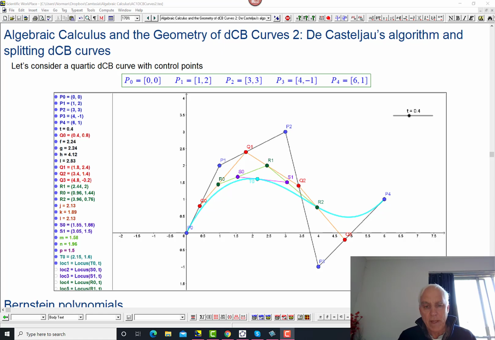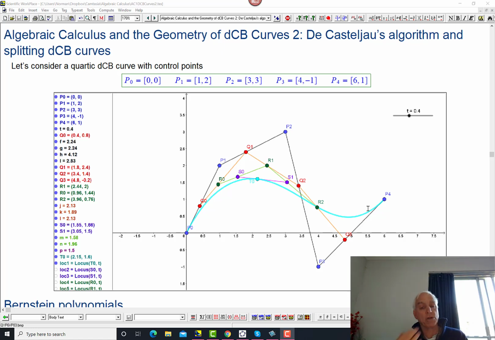So to do this, I'm going to look at a very specific curve. We looked at some general ones. I want to pin down a particular one that we can become familiar with and look at in some detail. So I'm going to choose some particular control points, these ones right here. P0, the 0th one, will be at the origin, 0, 0, and then P1 will be at 1, 2, P2 will be at the point 3, 3, P3 will be at point 4, minus 1, and P4 at the point 6, 1. So it's 5 control points.